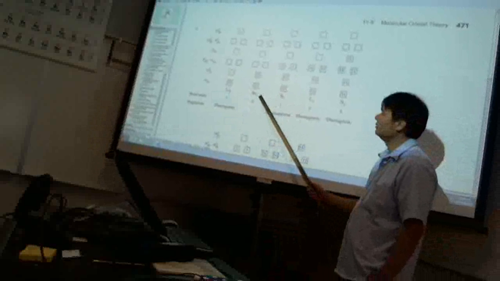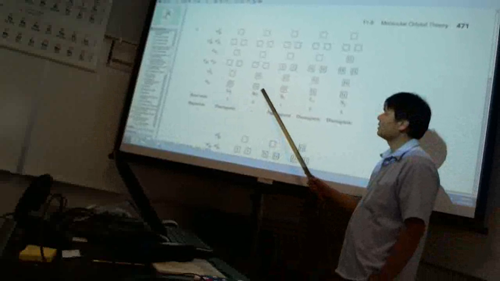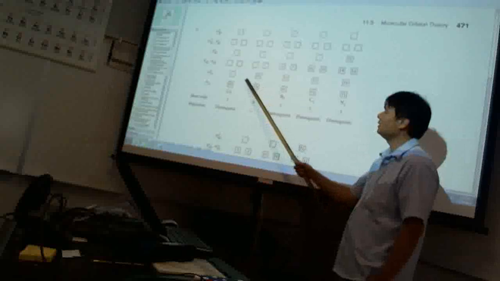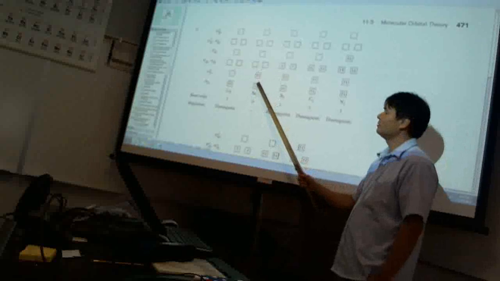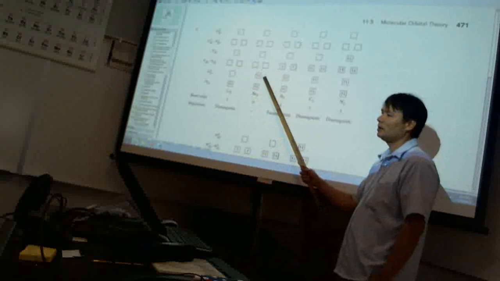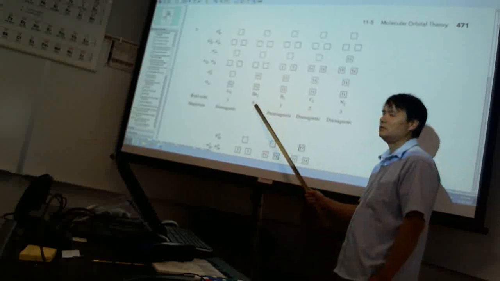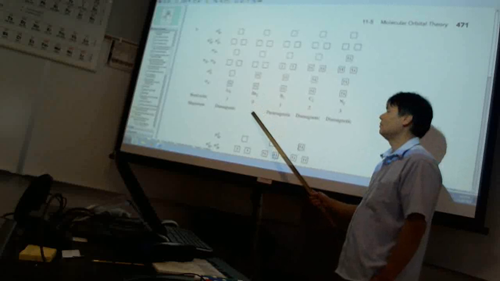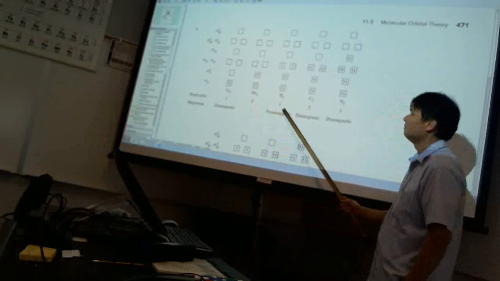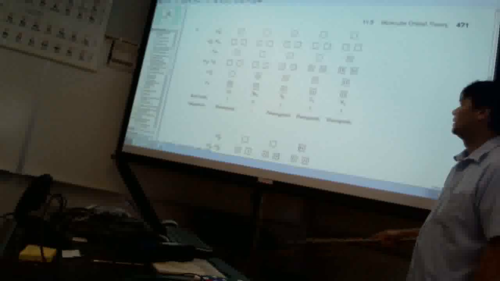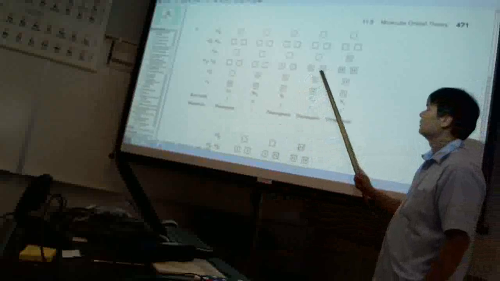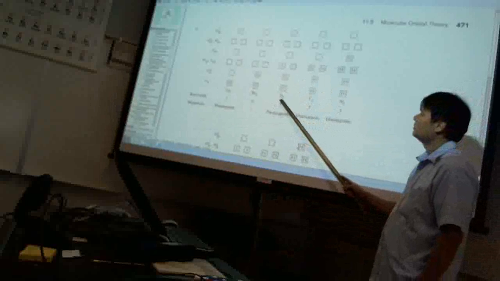Whereas Be2 has 4 valence electrons. We have 2 in the bonding, 2 in the antibonding. The antibonding cancel out the bonding and give us a bond order of 0. And so magnetic properties aren't required here because its bond order is 0. Okay, then we go to B2.